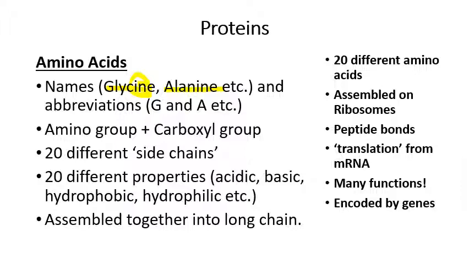So can you guess what the 3-letter code is for glycine? It is GLY, right? What's the 3-letter code for alanine? Of course, it's ALA, right? So you can abbreviate glycine and alanine with GLY or ALA. And each amino acid also has a 1-letter code, which is fairly easy to guess here. So the 1-letter code for glycine is G, and the 1-letter code for alanine is A.